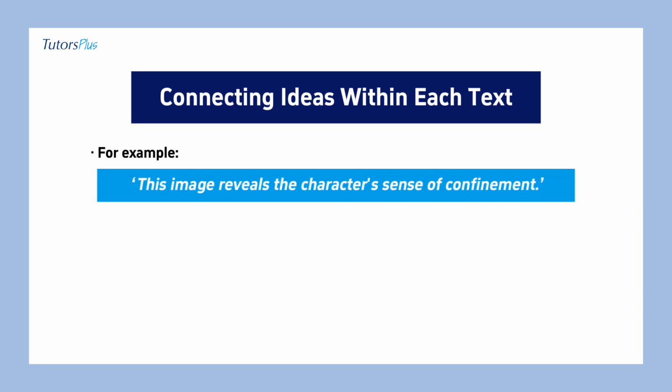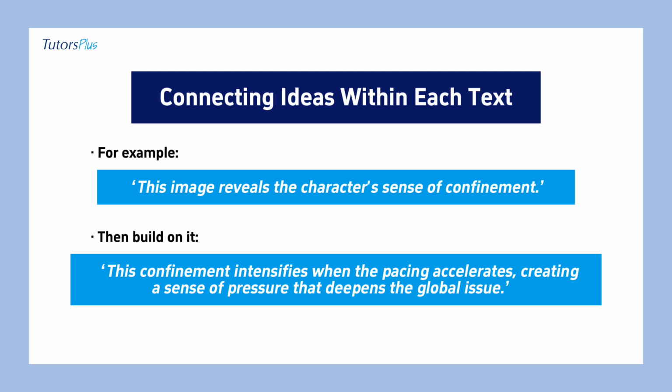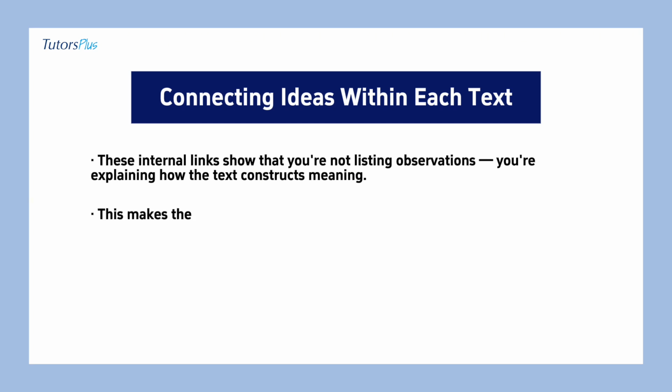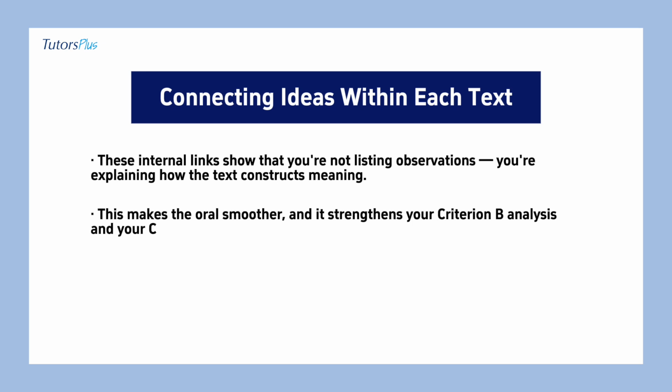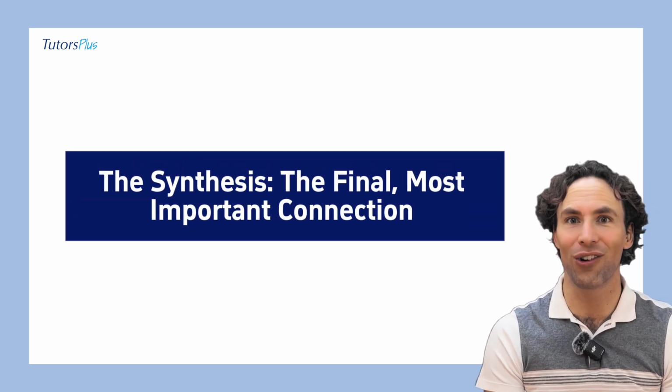For example, this image reveals the character's sense of confinement, and then build on it. This confinement intensifies when the pacing accelerates, creating a sense of pressure that deepens the global issue. These internal links show that you're not listing observations, you're explaining how the text constructs meaning. And this makes the oral smoother, and it strengthens your criterion B analysis and your criterion A interpretation at the same time, whilst also helping criterion C, showing how smoothly you can flow and how structured your IO is.